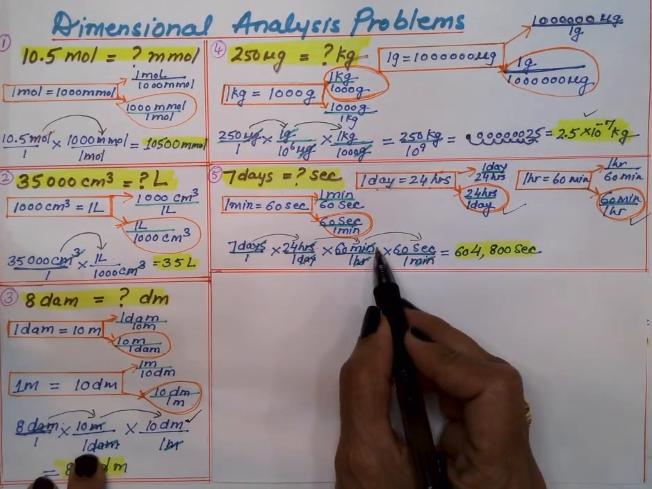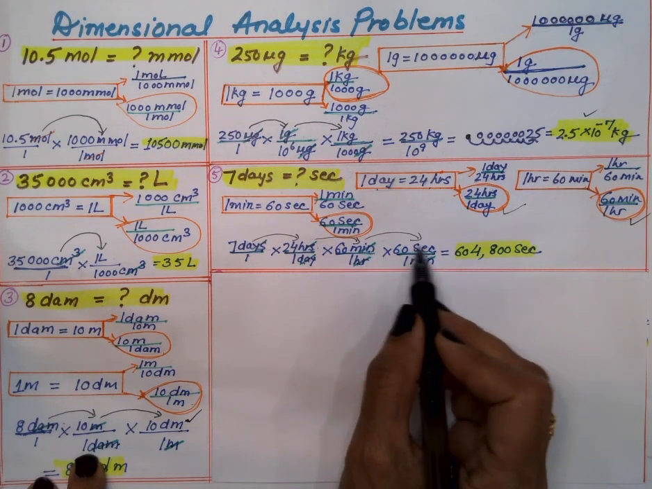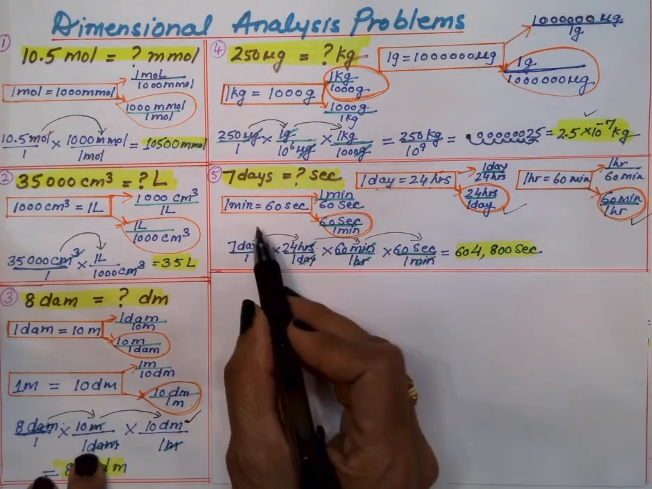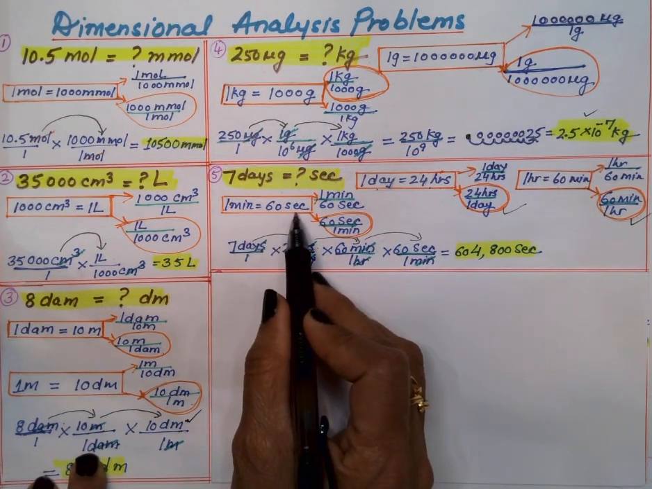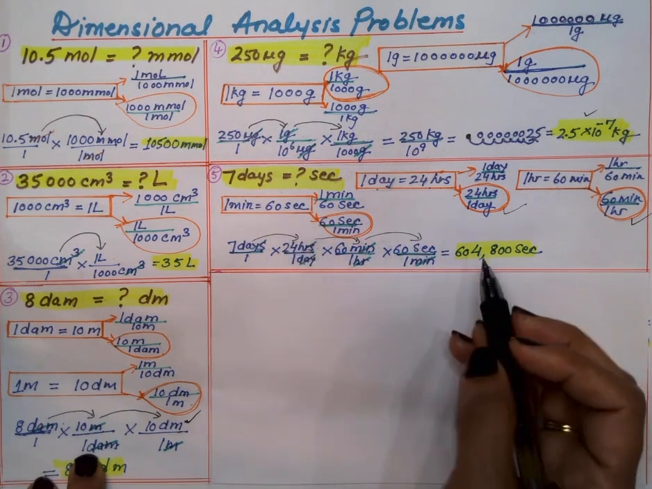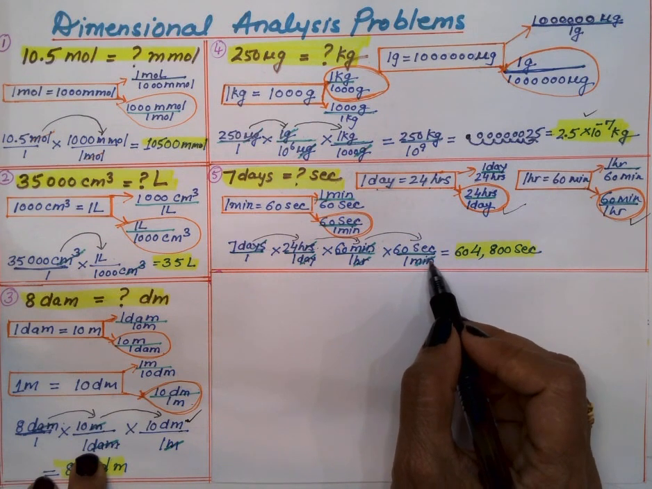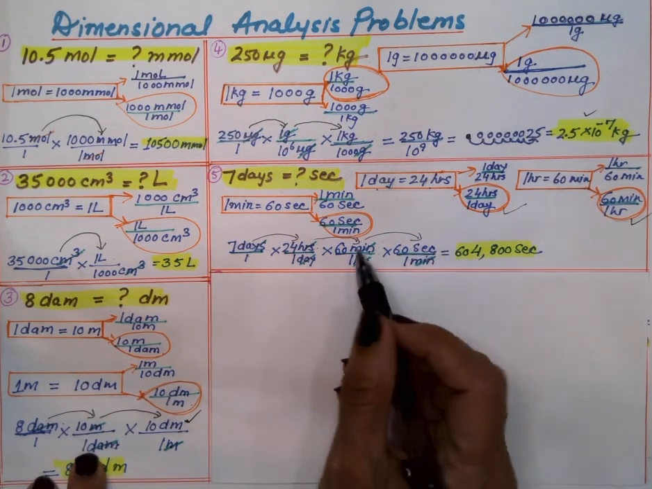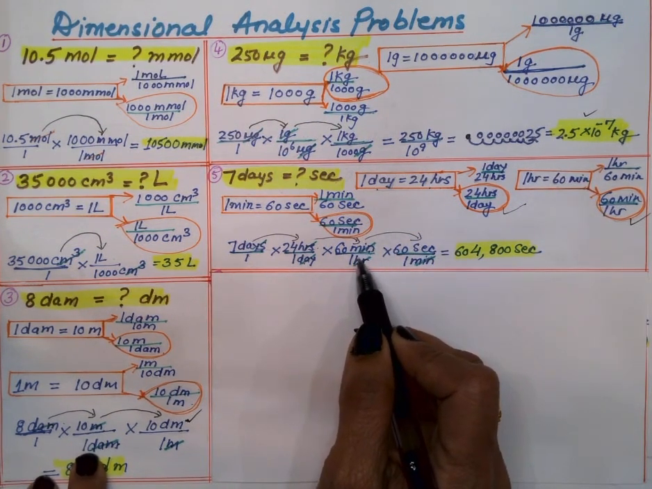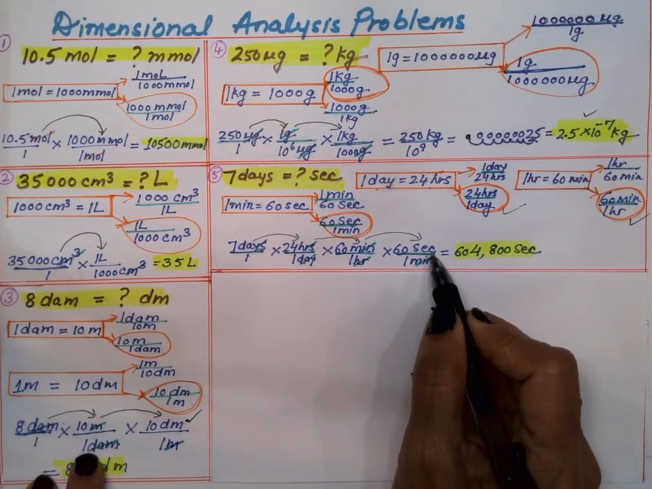Now, you don't want to stop here. We have one more step to go. You are doing 1 minute equals 60 seconds. That's what you are using. So 60 seconds over 1 minute. You want to cancel out minutes and minutes. So the ending unit is seconds.